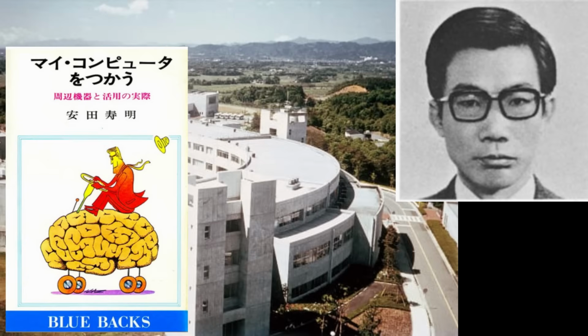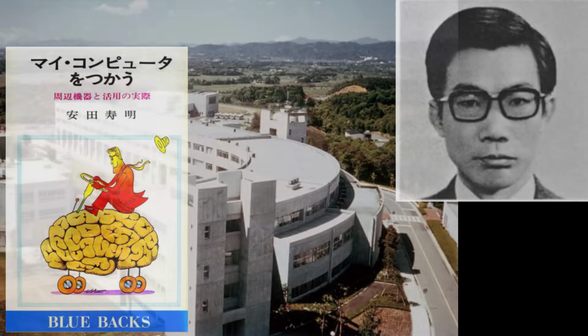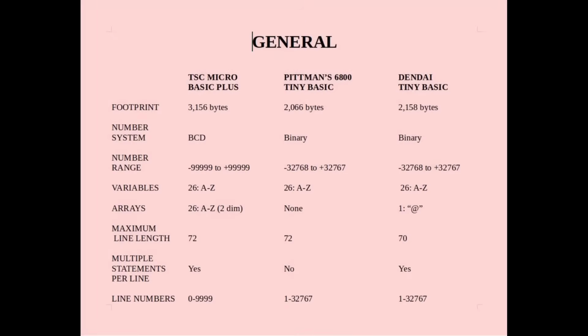in Japan. So while Yasuda took some real inspiration from Palo Alto Tiny Basic and the Japanese version, which was the Tokyo University version, he had to develop something that was going to be just for the 6800. And so Dendai Tiny Basic was born. Let's take a look at it in comparison to two other much more well-known, at least in the West, Tiny Basics. Here's a basic comparison of the three languages we're going to look at.